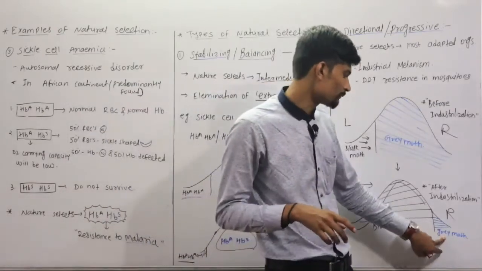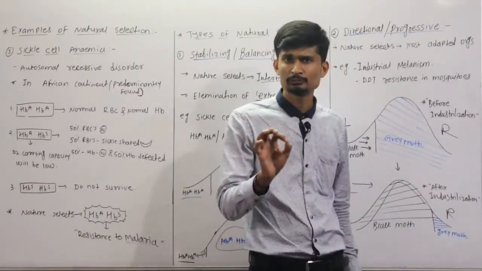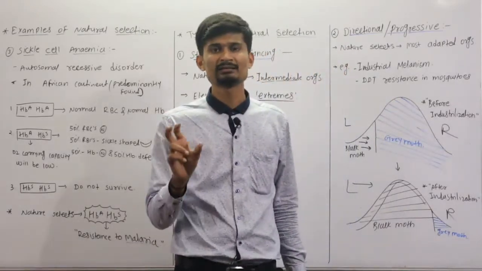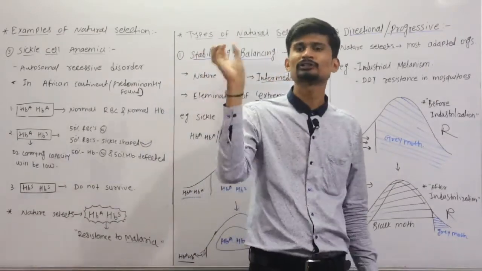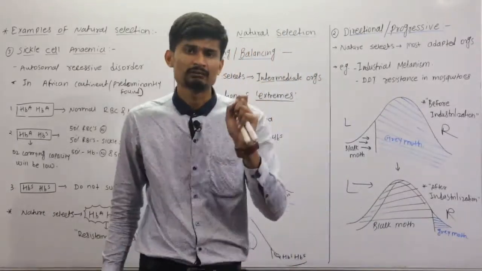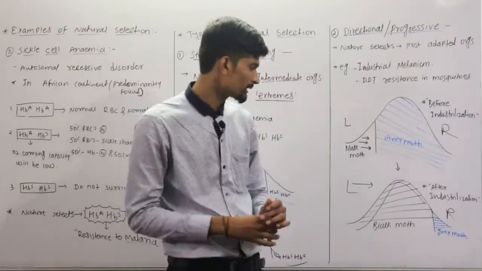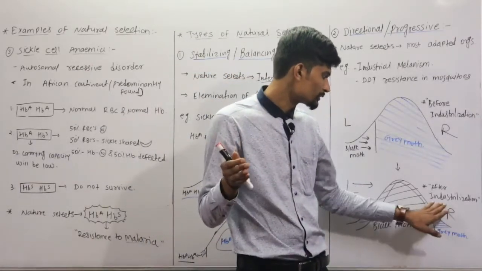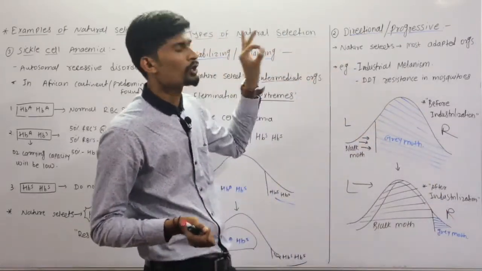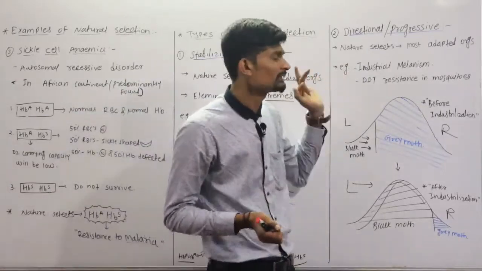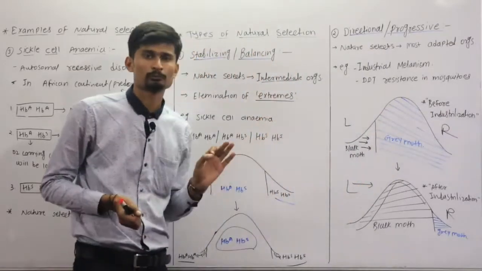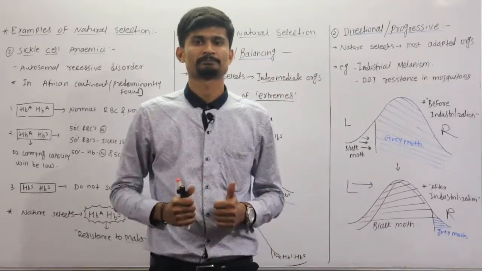But in case of grey moths, they are now easily visible due to the black color, okay, because they are grey and the color of the bark of the trees is black due to the deposition of this soot. So these grey moths are easily visible to the predators. That's why the numbers of grey moths are low due to the predation. So this is the directional or progressive type of natural selection because it progresses in one direction. That is why it is called a directional or progressive type of natural selection.